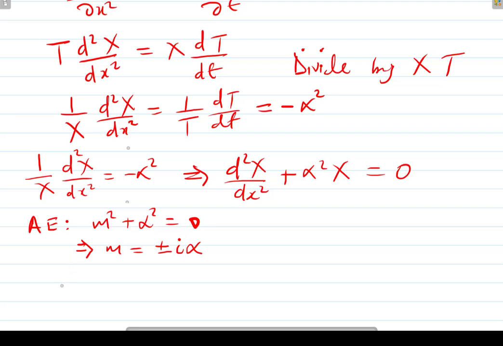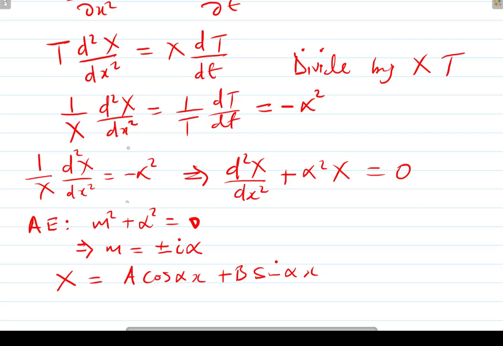Now, we already talked about how it looks. It means that our X in this case will be equal to e, but here there is no real part, so it's 0. So e power 0 is 1. So we have constants. Now I need to pick constants. So I can say A cos alpha x plus B sin alpha x. So this will be our solution for this ODE.